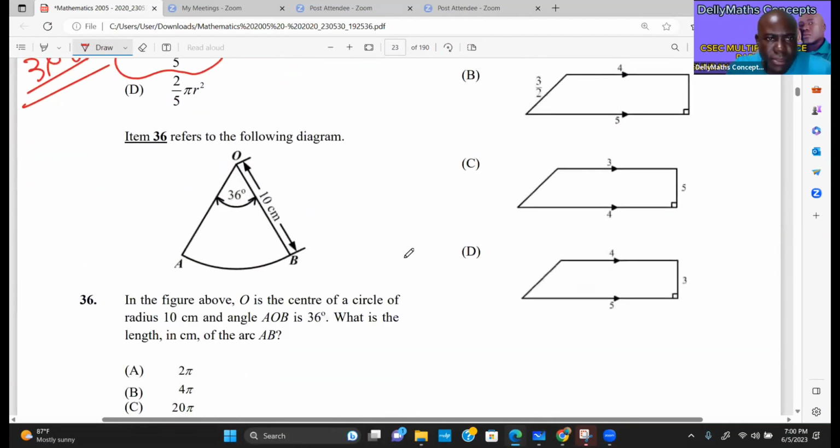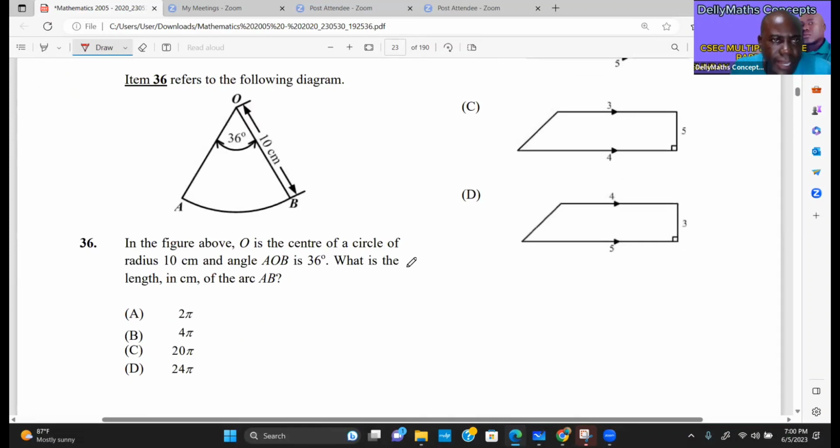All right, 36 is a similar question. The figure above, the center, the radius is 10, so now we have the radius. And they gave us the angle 36. What is the length of the arc from AB? All right, so they want to know the length of the arc, this distance. Remember, there's a formula for arc length. I'm going to write it here. Arc length can be found by putting theta over 360, and you're going to use 2 pi r.